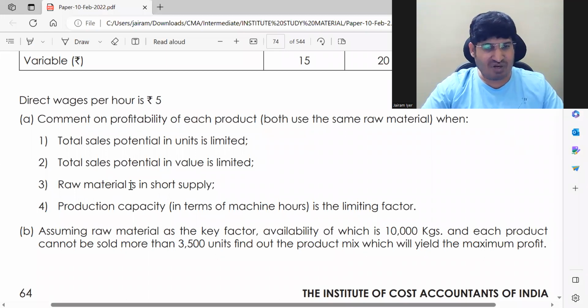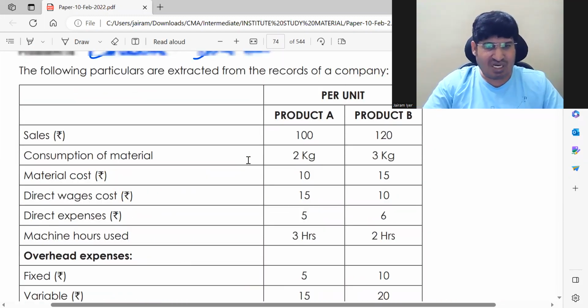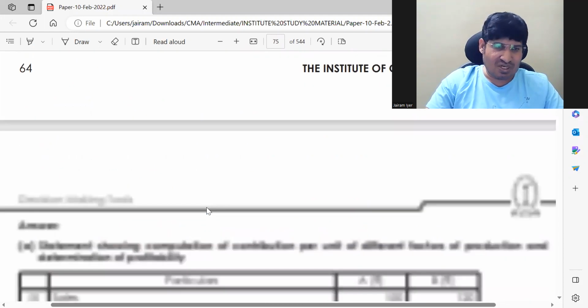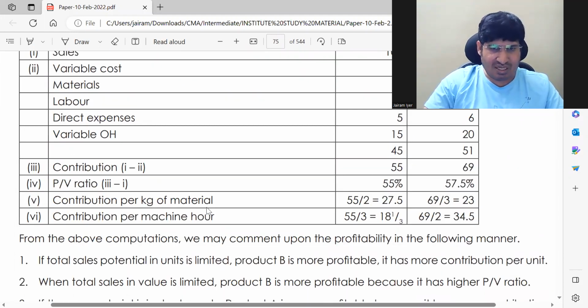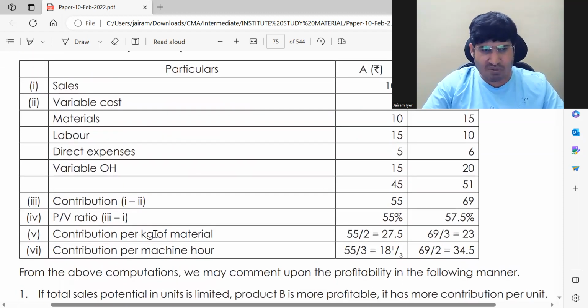Now, third and fourth: raw material is in short supply, so raw material is your key factor. Fourth is production capacity in terms of machine hours is the limiting factor. So here we have material of 2 kg and 3 kg. We'll find contribution per unit of key factor. So let's go down here. Right, this is our statement. The statement also shows 55 and 69. Just find the contribution per kg of key factor.